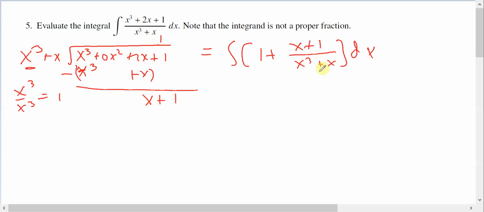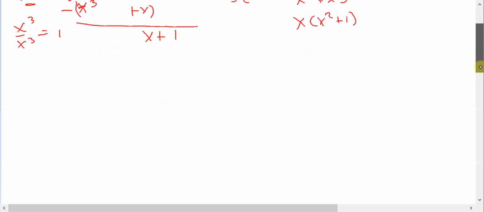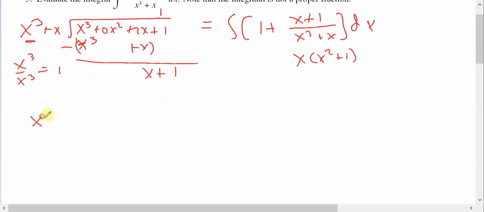Now, like I said, this denominator factors. Be sure you do it right and don't make this thing cancel somehow, but you can factor an x out. And that's it. You can't factor the x squared plus 1. It won't cancel with the x plus 1. But so I've got this denominator that I want to decompose. So I need to figure out what happens to x plus 1 over x times x squared plus 1.